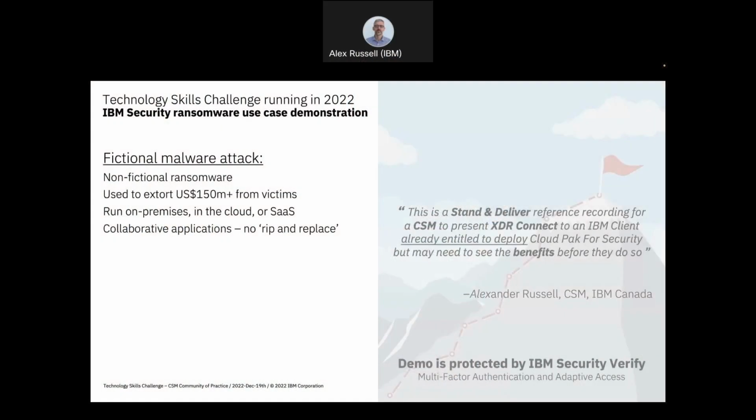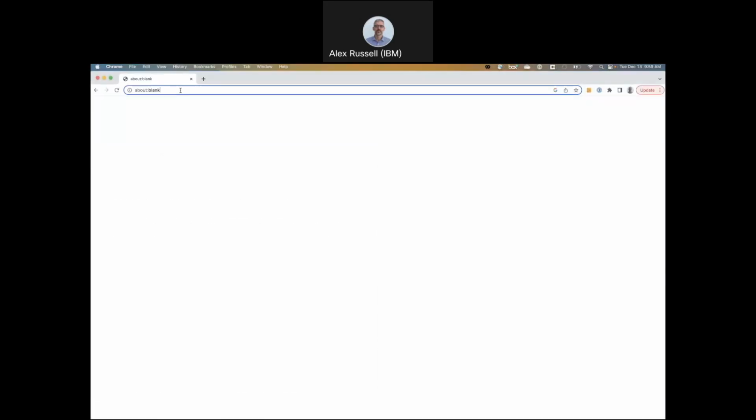You can run XDR Connect on premises, in the cloud, or as software as a service. You can run it in one cloud, public or private, while protecting assets across hybrid cloud. It's a set of collaborative applications that run over the top of existing IBM and non-IBM tools. You don't need to rip or replace anything.